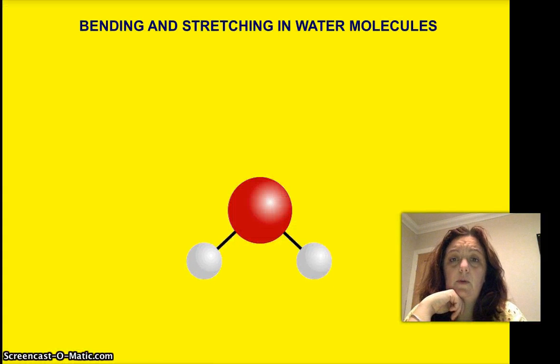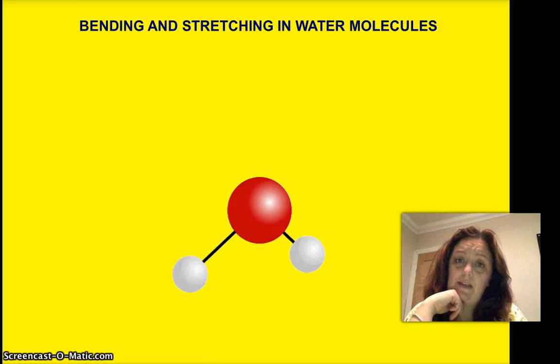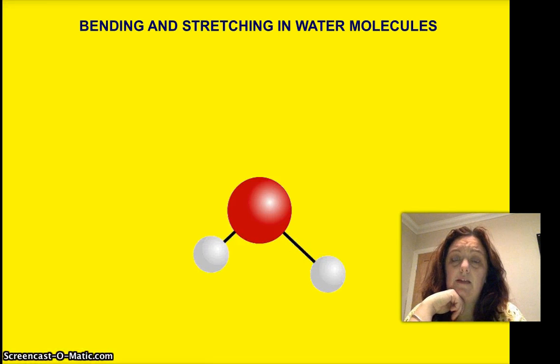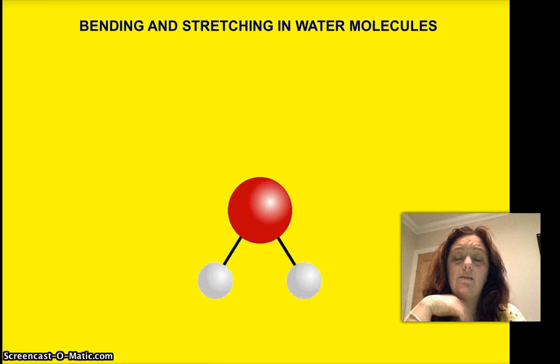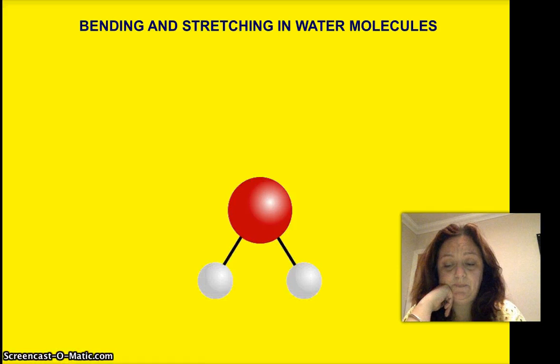For example, if we look at the molecule of water, something quite simple, you might get a symmetric stretch, or you might get an asymmetric stretch where you have one atom of hydrogen moving in and one moving out, or you might get the actual molecule bending. Sometimes people call that wagging.